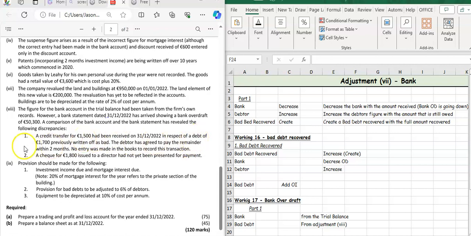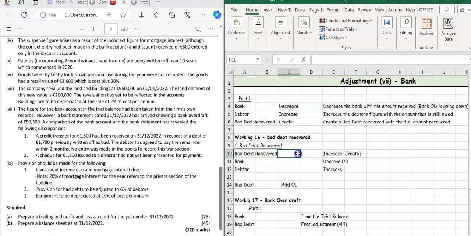In respect of a debt of 1,700 previously written off. So this debt we'd written off in the previous accounts. So this is your bad debt recovered. So you're going to create a bad debt recovered. That's going to go into your operating income of 1,700. And then the debtor has agreed to pay in the next 2 months. So your debtors are going to go up by the difference between the two.